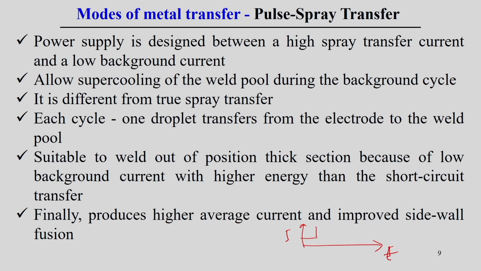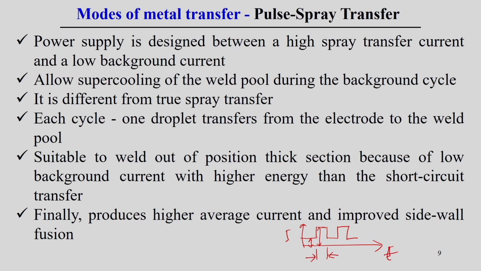So, that means some base current is always there, and a peak current is also there, and there is a duration of the pulse. This is called the duration of the pulse. So, duration of the pulse, base current, and peak current are the typical pulse parameters in the pulse mode of the arc welding process. The low background current is very important in these cases.